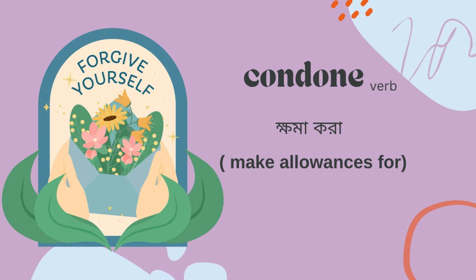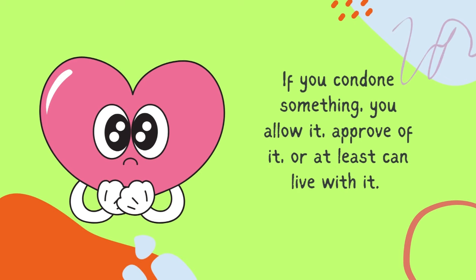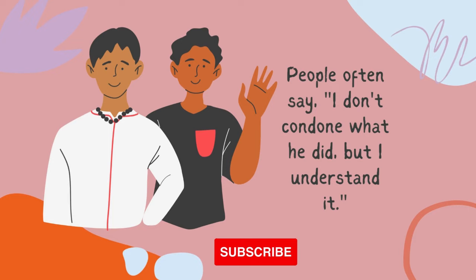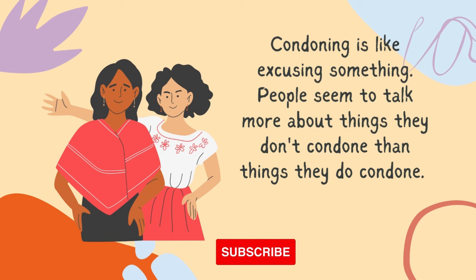If you condone something, you allow it, approve of it, or at least can live with it. Things that are condoned are allowed, even if everyone isn't exactly thrilled about it. People often say, "I don't condone what he did, but I understand it." Condoning is like excusing something.